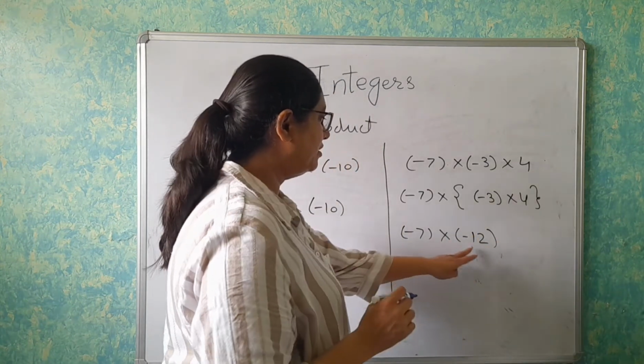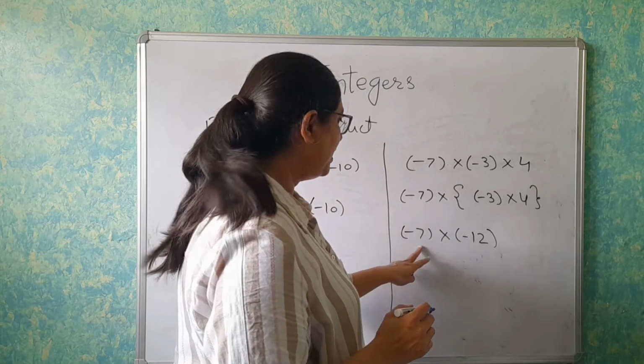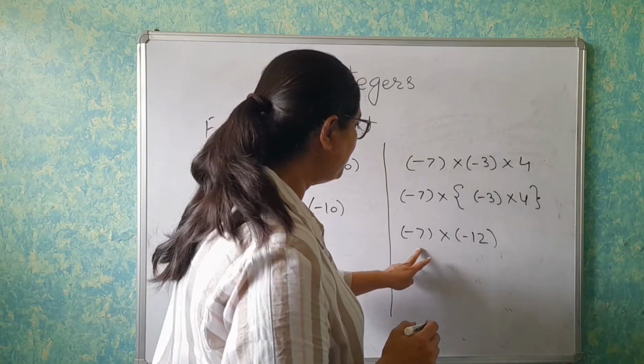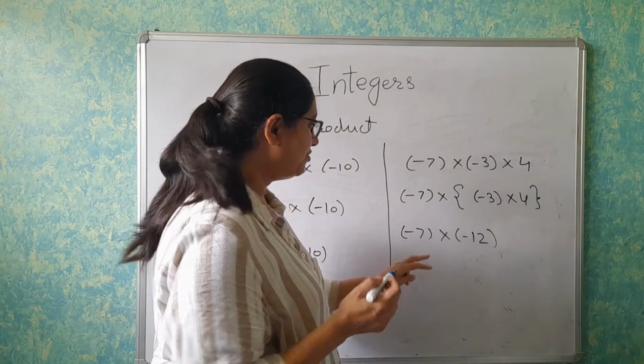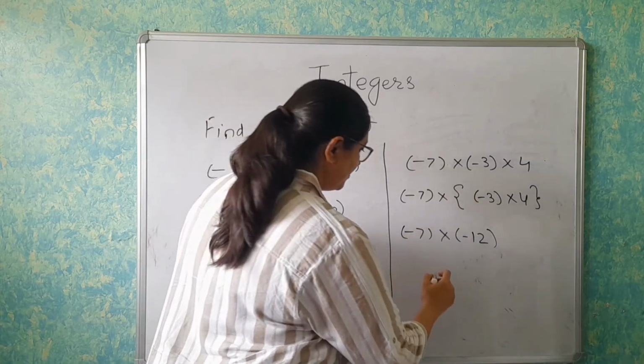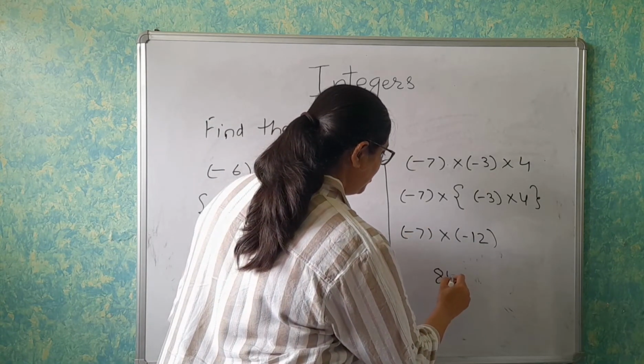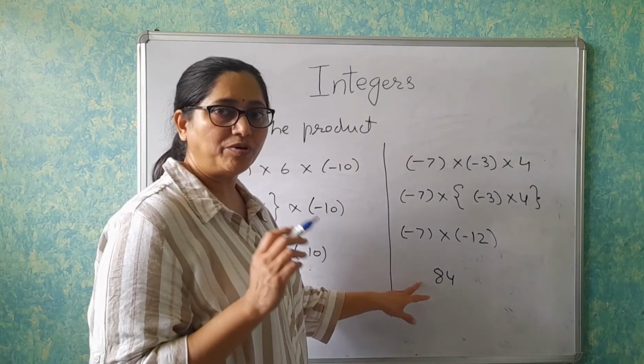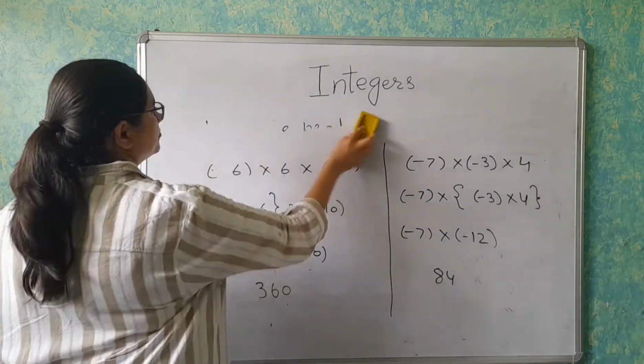Now I am having two negative integers. I can directly multiply them, but the answer is a positive integer. 12 sevens are 84. I don't have to put any plus sign.